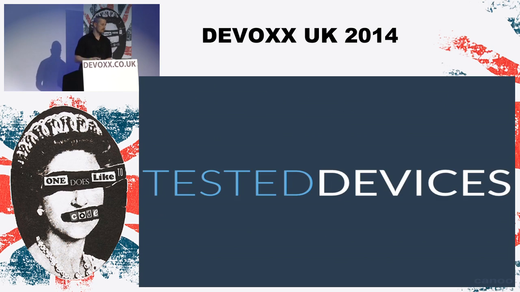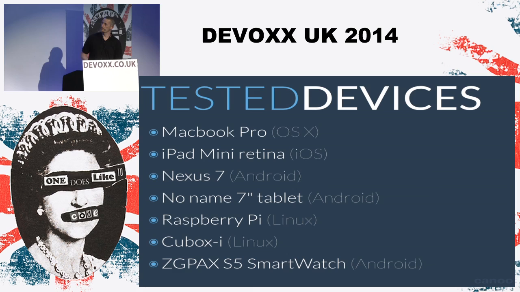The devices that I tested that demo project on are things that I have at home, which is my MacBook Pro. Then I have an iPad mini Retina. I tested it on the Nexus 7 running Android, then on a no-name Android-based 7-inch tablet, which is really $50. Then on a Raspberry Pi, on a so-called QBox-i, which is an IMX6-based embedded device like that size, just 5 by 5 centimeters, very small.